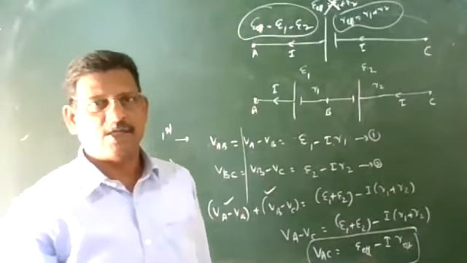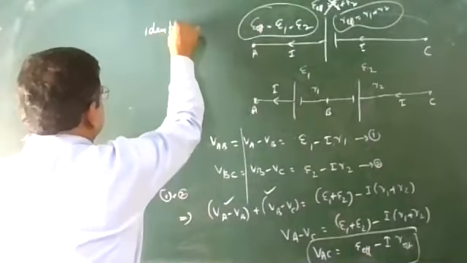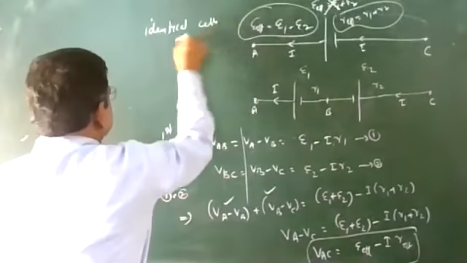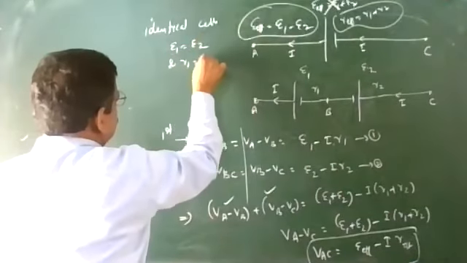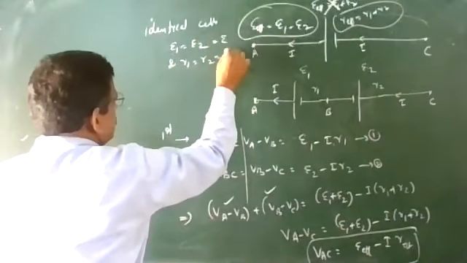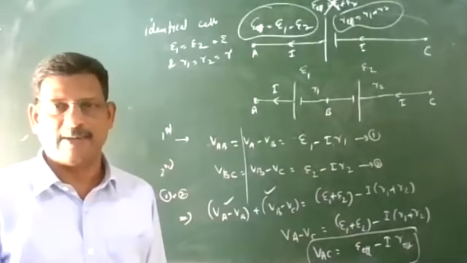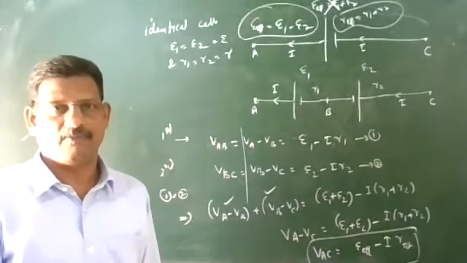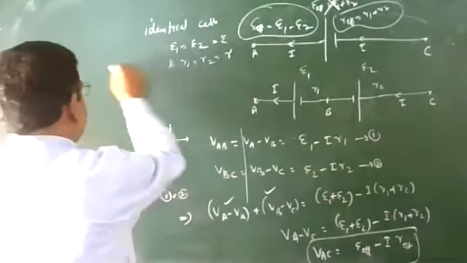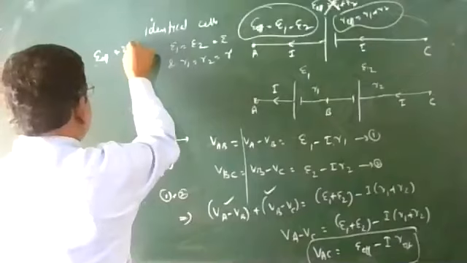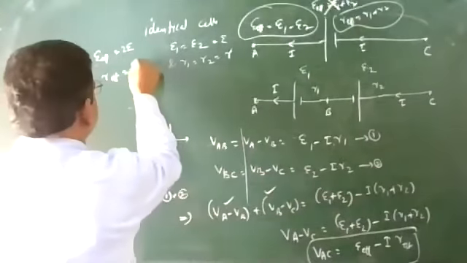So, next point, identical cells. What is the meaning of identical cells? Sometimes we use the words identical cells. Identical cells means the EMF is the same and the internal resistance also is the same. So two identical cells are connected in series. What is the effective EMF? Anyone? Two identical, 2E. Effective EMF is equal to 2E and effective internal resistance equal to 2R.